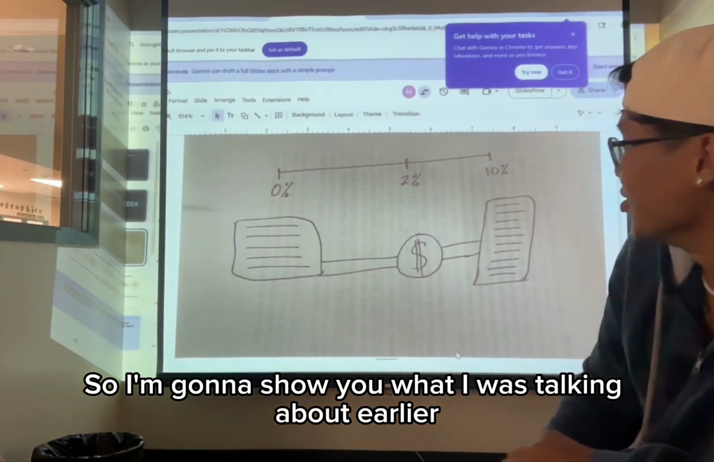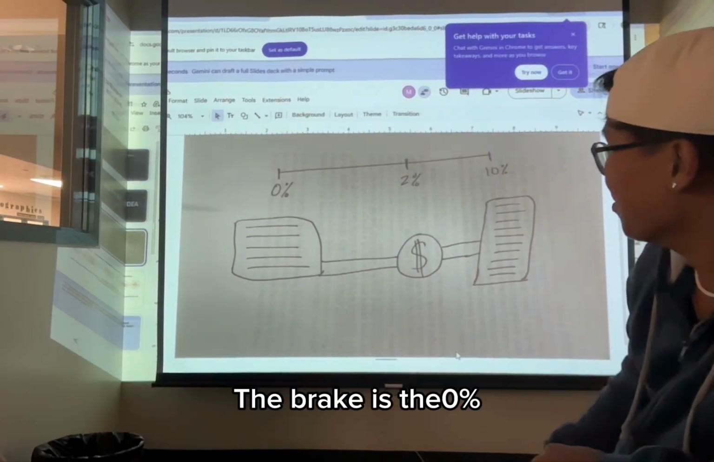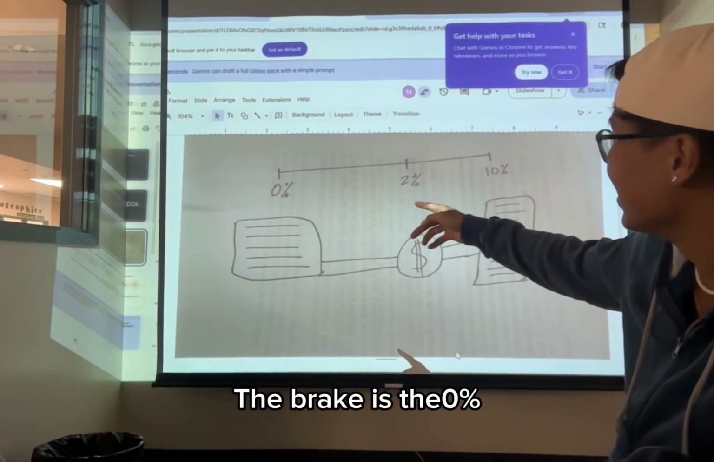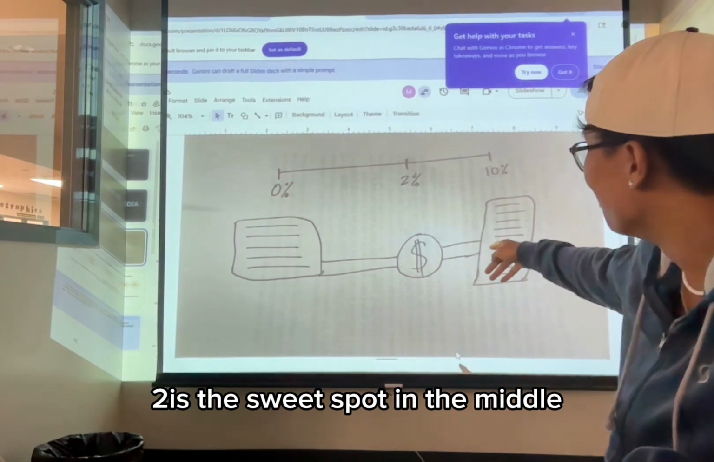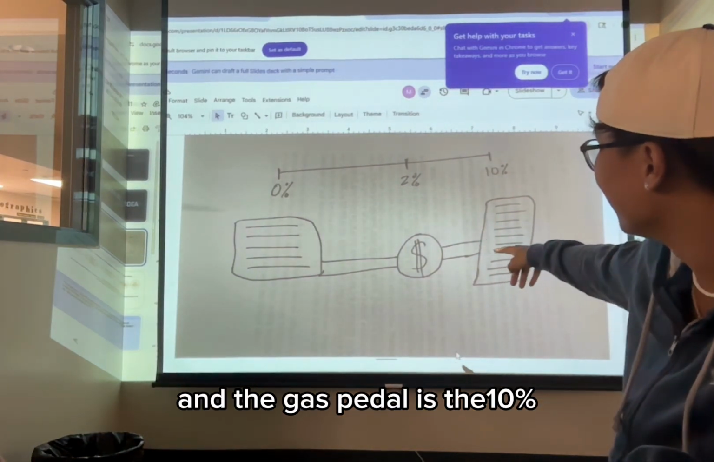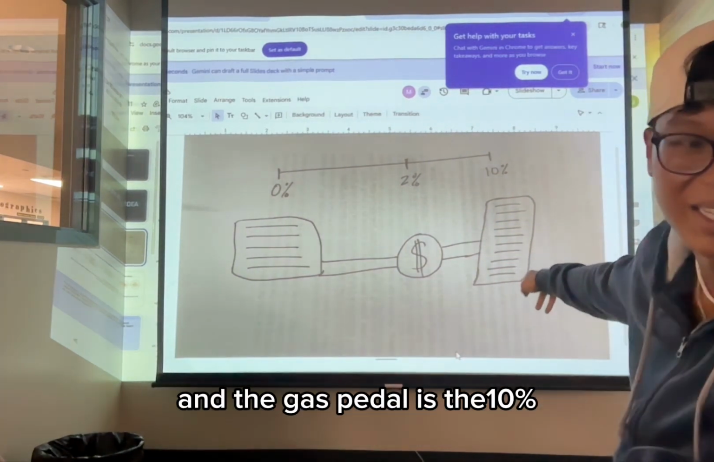So now I'm going to show you what I was talking about earlier. The brake is the 0%, that's really bad. 2% is the sweet spot in the middle, and the gas pedal is the 10%.